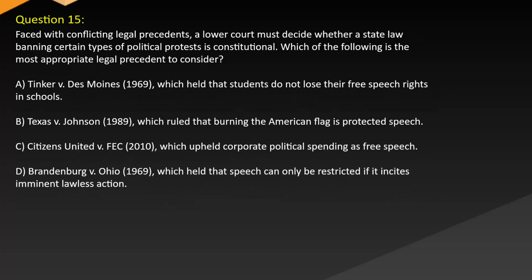Question 15. Faced with conflicting legal precedents, a lower court must decide whether a state law banning certain types of political protests is constitutional.